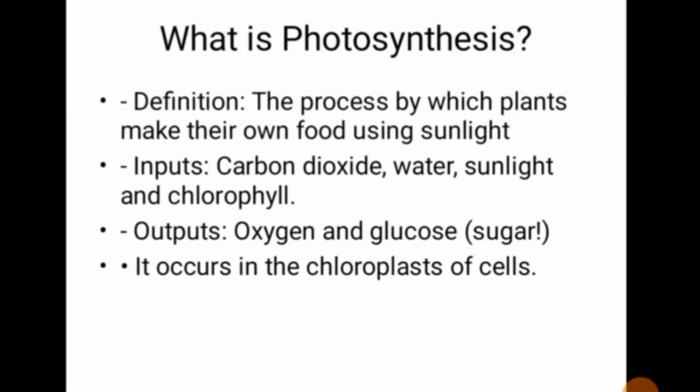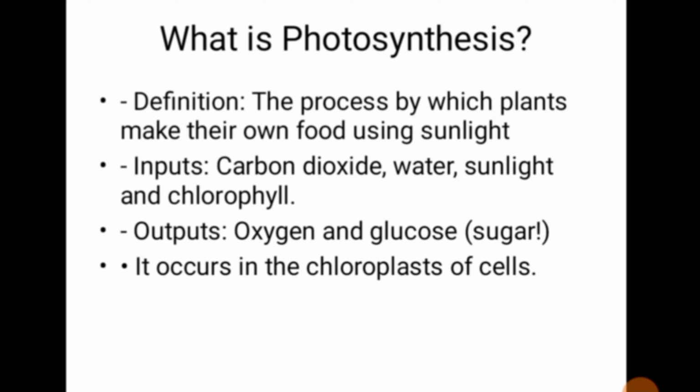Take for example, if you have a yam plant. Okay, the glucose of a yam plant is the yam that is being produced. Same thing with an orange tree. The glucose of that orange tree is the orange that is being produced. Okay, so it occurs in the chloroplast of cells. Yes, photosynthesis occurs in the chloroplast of plant cells.